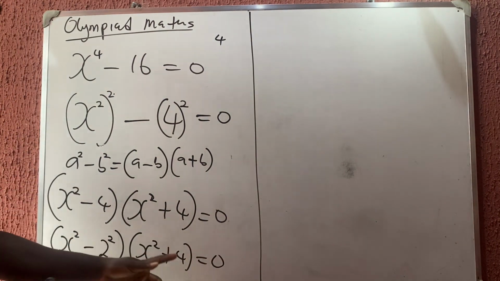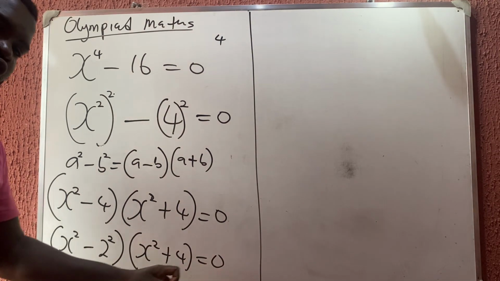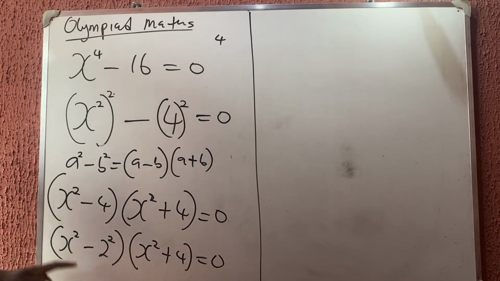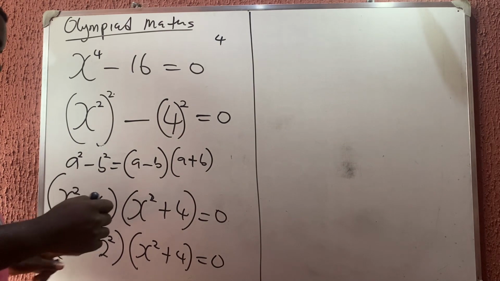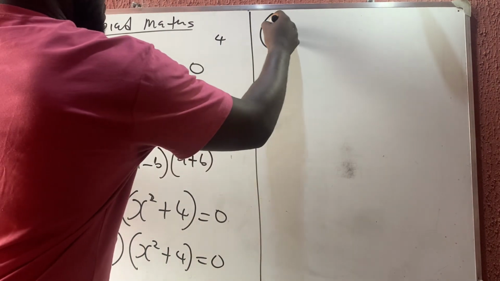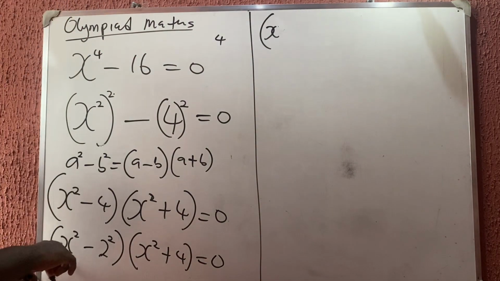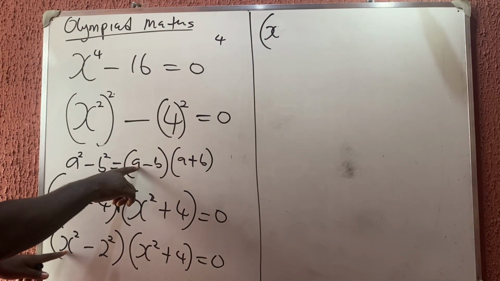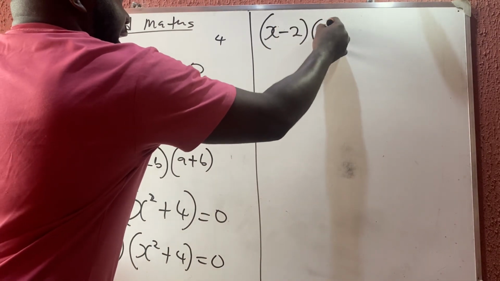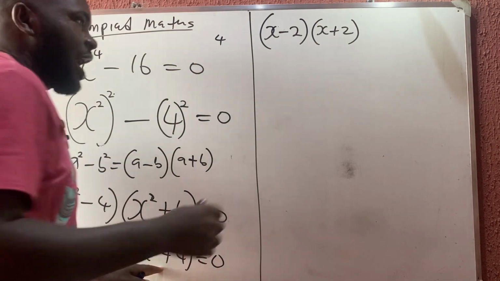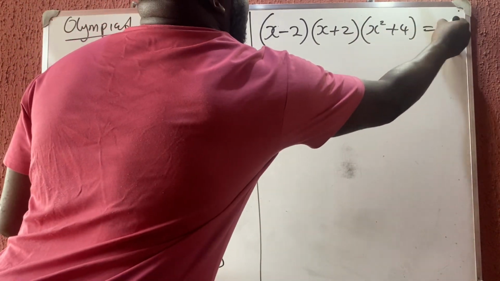Now I decided not to break this one down because we don't have a sum of 2 squares. What we have is only a difference of 2 squares. Now if we apply the difference of 2 squares again, we apply the same thing: anywhere we see a, we put just x. So it's going to be x minus 2 and x plus 2. Then we now have this one, x squared plus 4 is equal to 0.